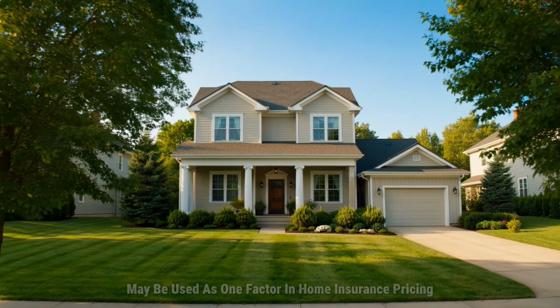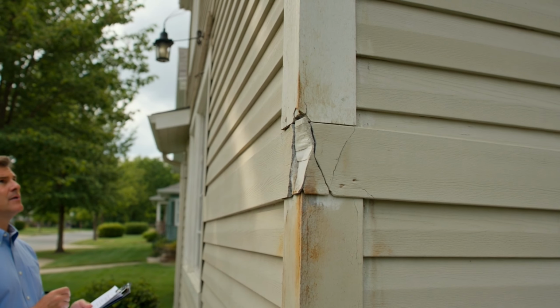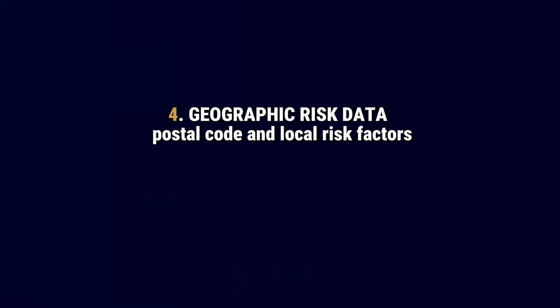An insurer may rely on its own prior inspection notes, a new inspection, broker submitted details, photos, third-party property data, or information gathered during the application process. The point is that property condition information is not limited to what you describe in your application. An insurer may gather or access additional detail through its own review process. The fourth source, geographic and postal code risk data.